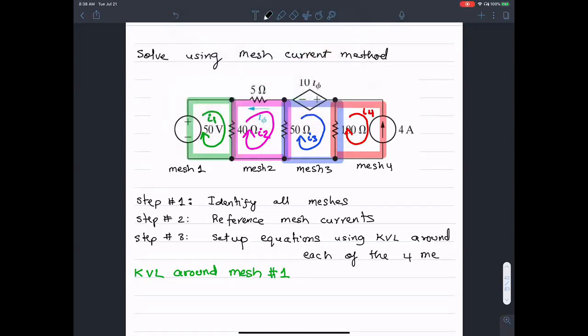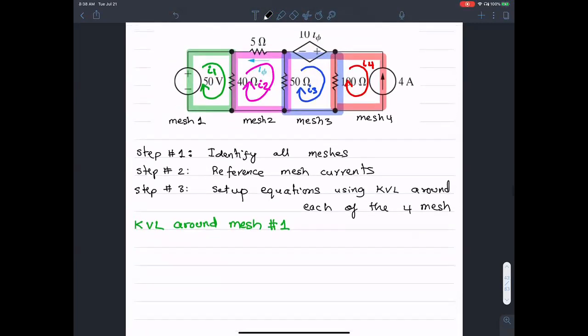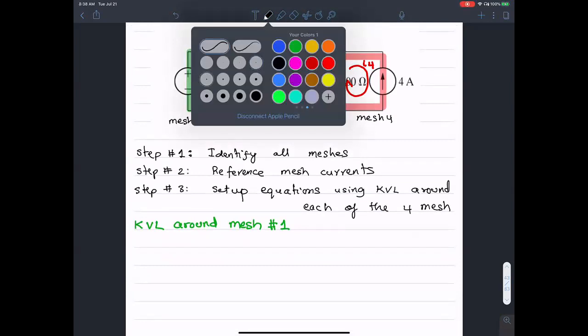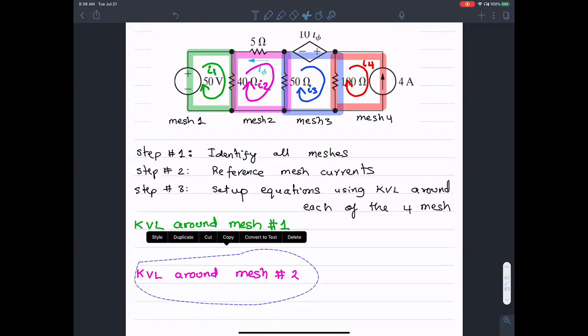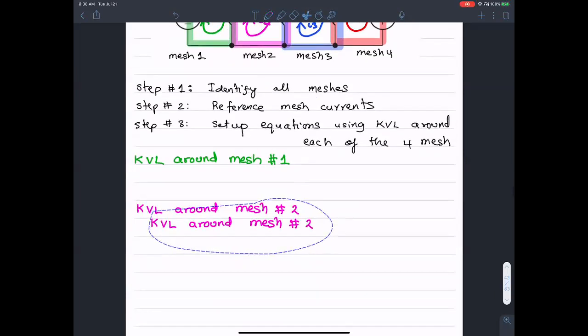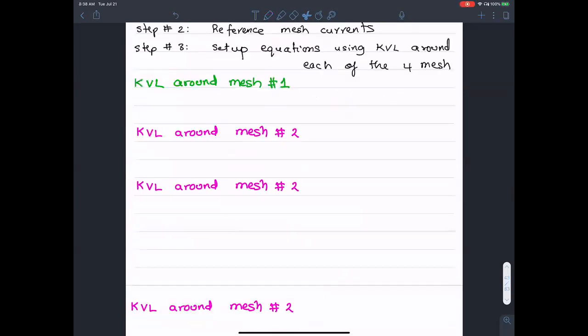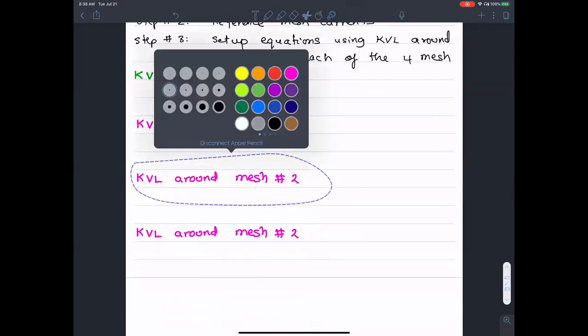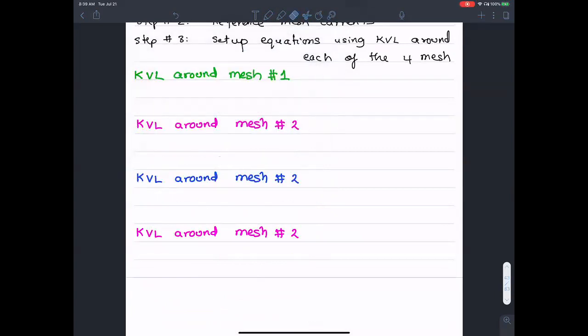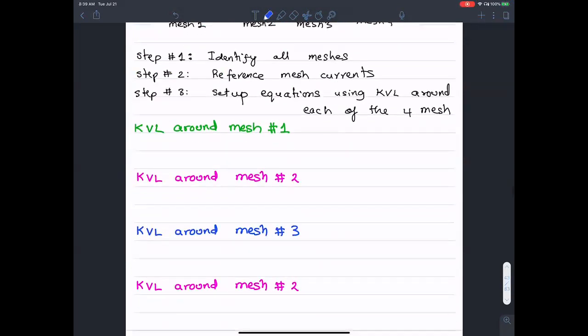Questions, please. Questions so far? Then I would do KVL around mesh 2, the one shown in purple. KVL around mesh number 2. Then I write KVL around mesh number 3, the one shown in blue. And then there's KVL around mesh number 4.